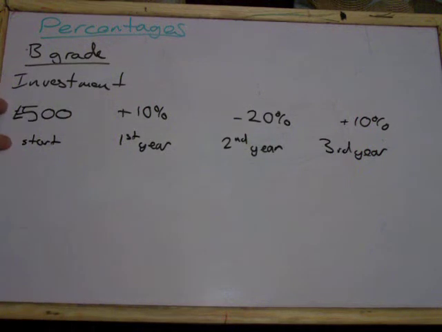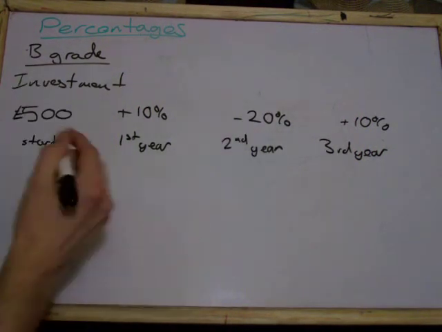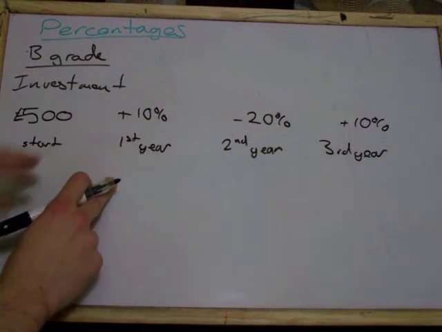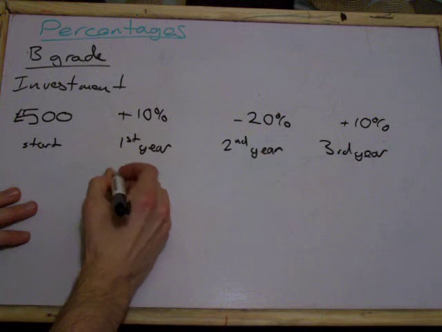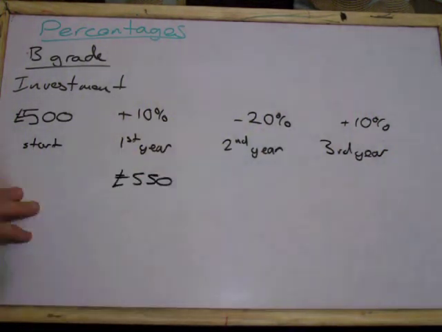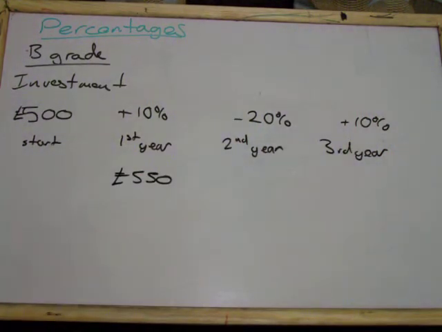Okay, at the start of a year you invest £500. At the end of the first year you gain 10%. So basically you've got an extra 10% on that 500, right? 10% of the 500 is 50. So at the end of the first year in your bank account or your share dealing account you've got £550.